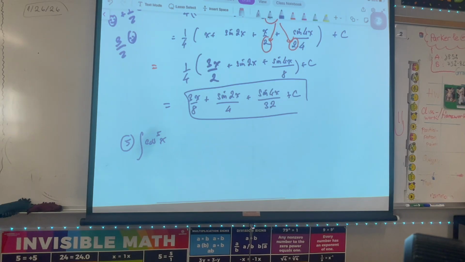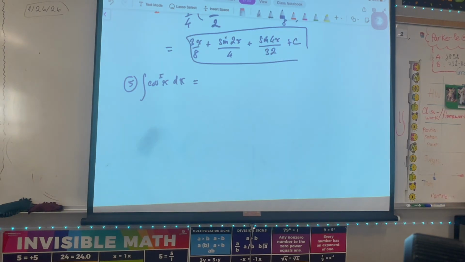Different method for this one though. Let's increase to the power 5. How do you break it? A squared plus 2ab plus b squared. This should be more precise: cosine squared, squared, and then cosine x.